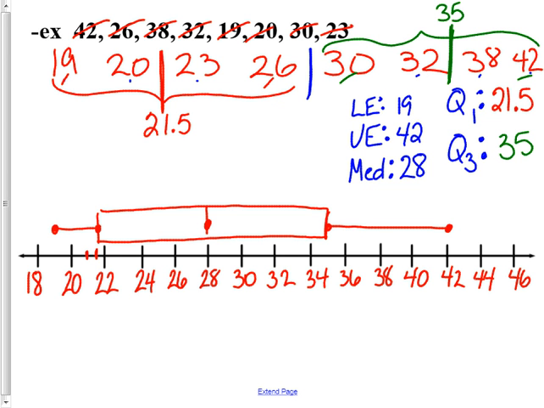Notice when we look at that, our data really is pretty evenly distributed because all the four parts are all about the same length, except for the first fourth of the data. That part, that whisker, is much smaller than the other parts of the box and whisker plot. So that means that the first fourth of our data is closer together than the other fourths of our data, than the other parts.